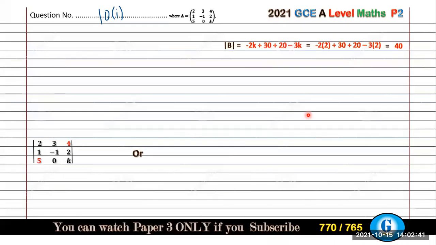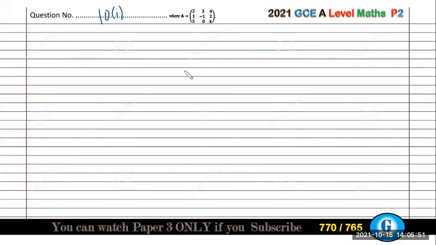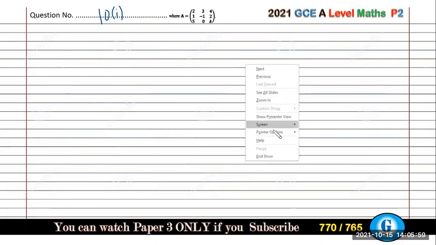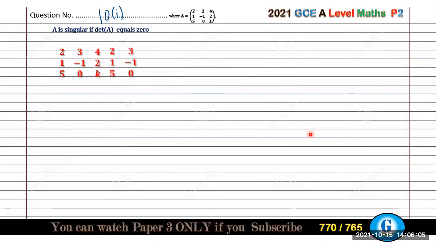So question 10a, let's see how we get to this question. Question 10a. So a matrix is singular if the determinant is equal to 0. We can use other methods to get this determinant. Let me use this method.